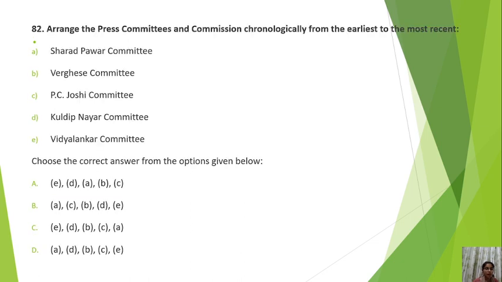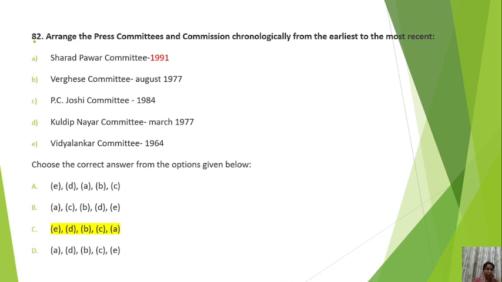Next is the chronology of press committees and commissions. Sharad Pawar Committee, Varghese Committee, PC Joshi Committee, Kuldeep Nayyar Committee, and Vidyalankar Committee. These press committees and commissions are important, so try to remember these. The Sharad Pawar Committee, the year I am not very sure about. It is given in R. Gupta book to be 1991, but I have searched the internet and I have not found this committee only. Forget the year. But the rest of the committees are important, and try to remember the years.